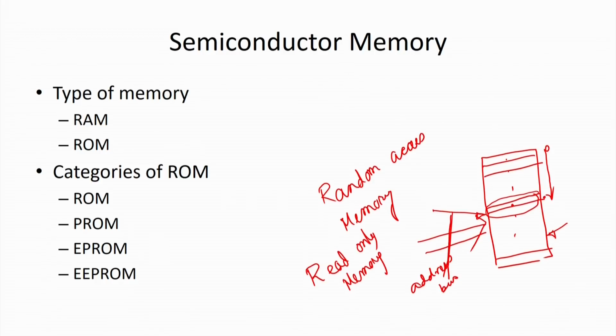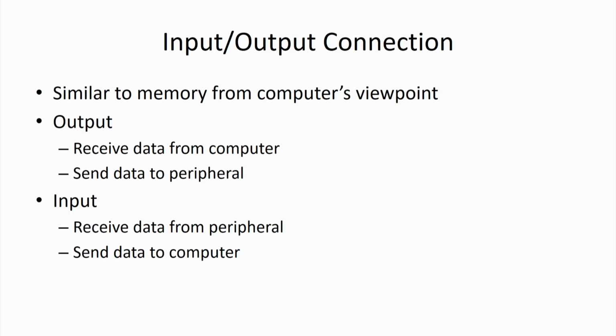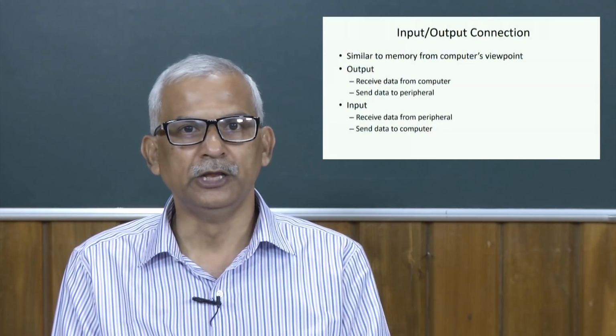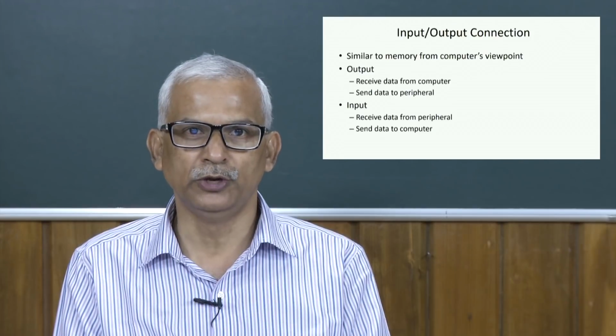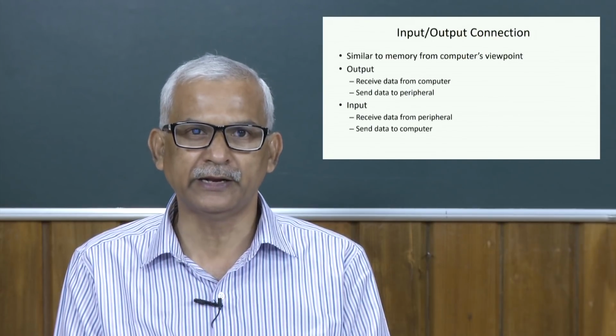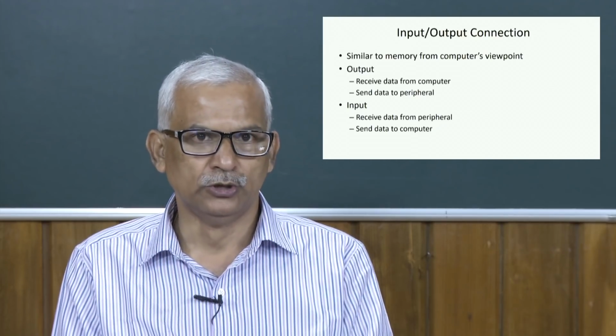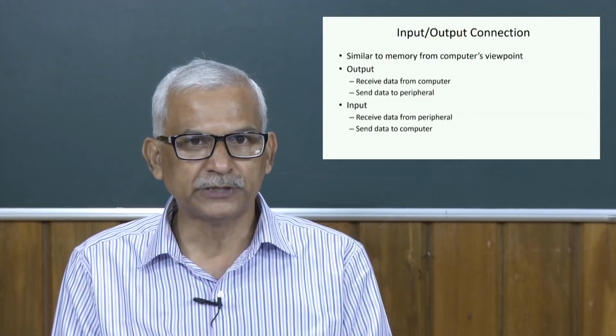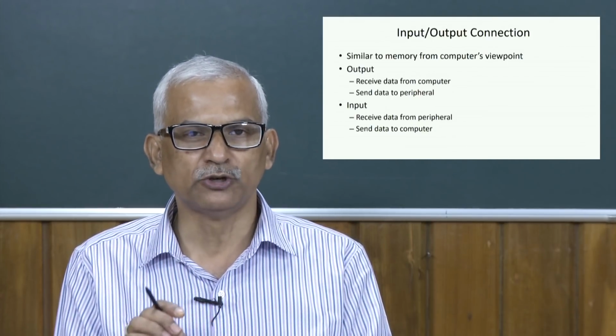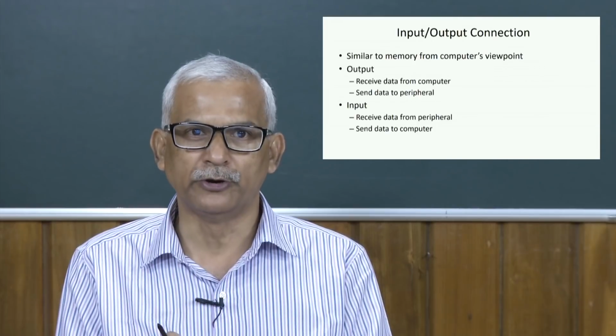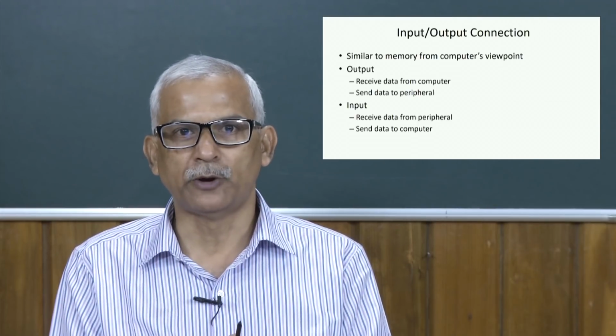All are semiconductor memory, and those semiconductor memories we are going to connect to the processor to build our computers, which will work as primary memory. Like the memory connection, we also have input output connection. Through input output connection, we can connect input output devices. Basically, input output devices will be connected to the processor through I/O modules. So, what will happen in case of output?